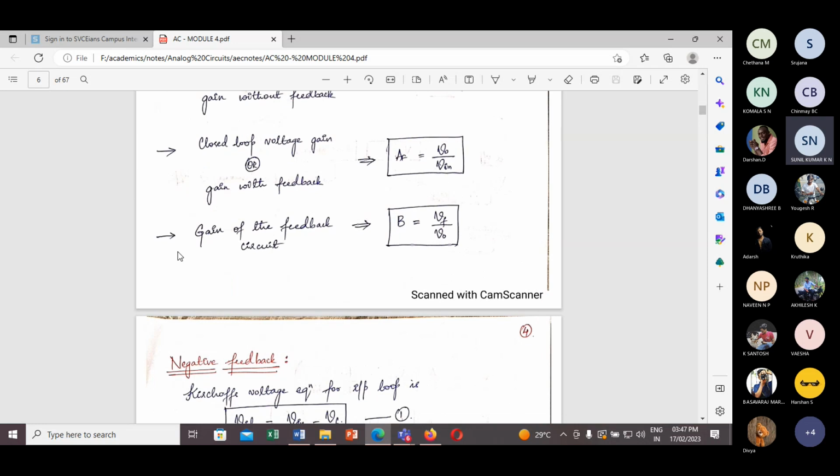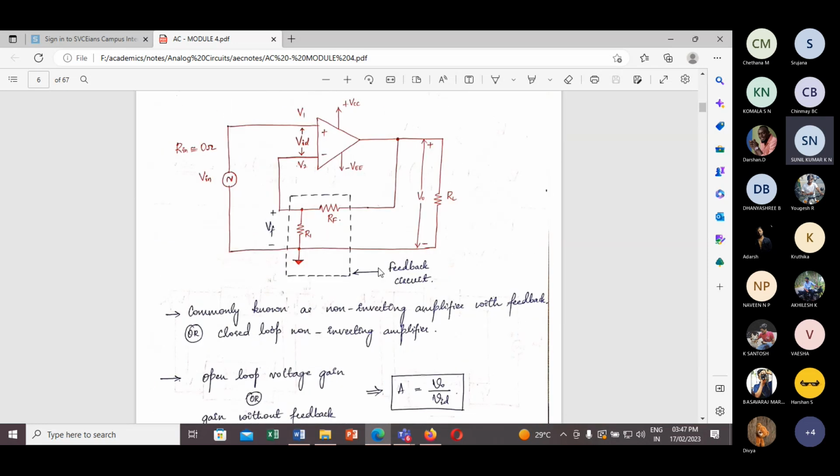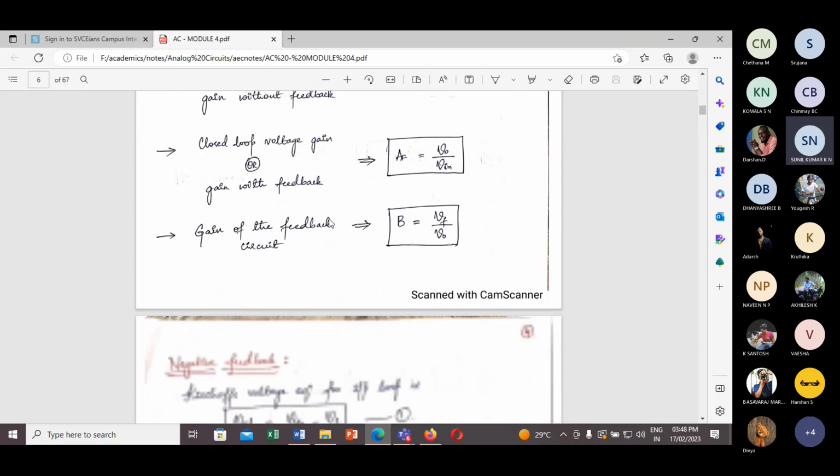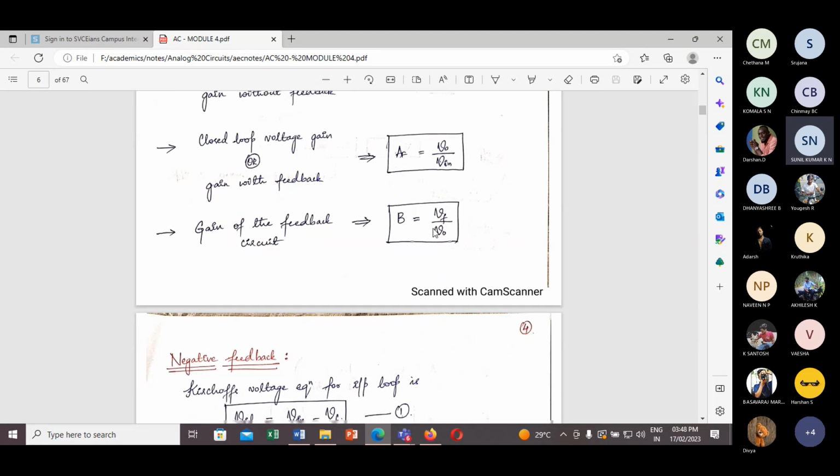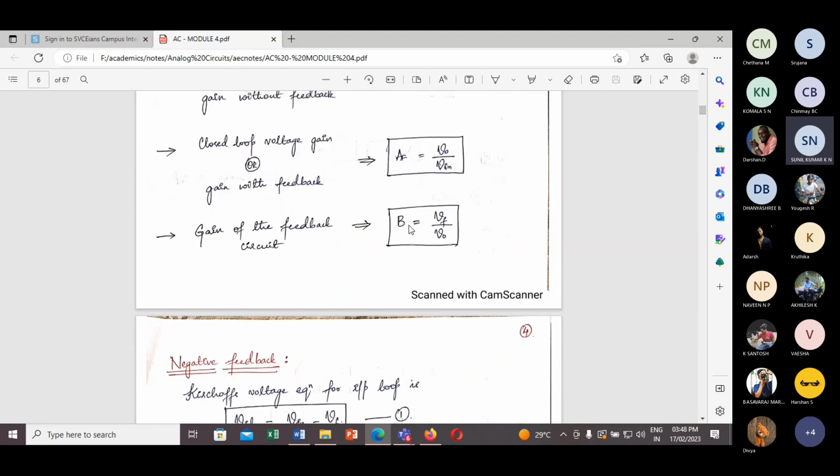And now what is the gain of the feedback circuit? The output of the feedback is Vf, and the input to the feedback circuit is V0. So V0 will get divided. So what is Vf? Vf will be equal to V0 into R1 divided by R1 plus RF. So Vf is the output and V0 is the input, and this is the gain of the feedback circuit.